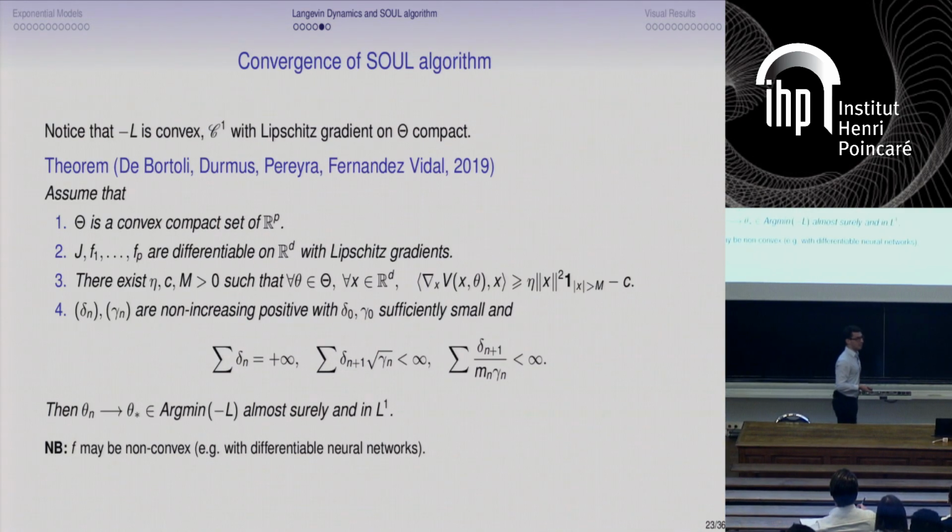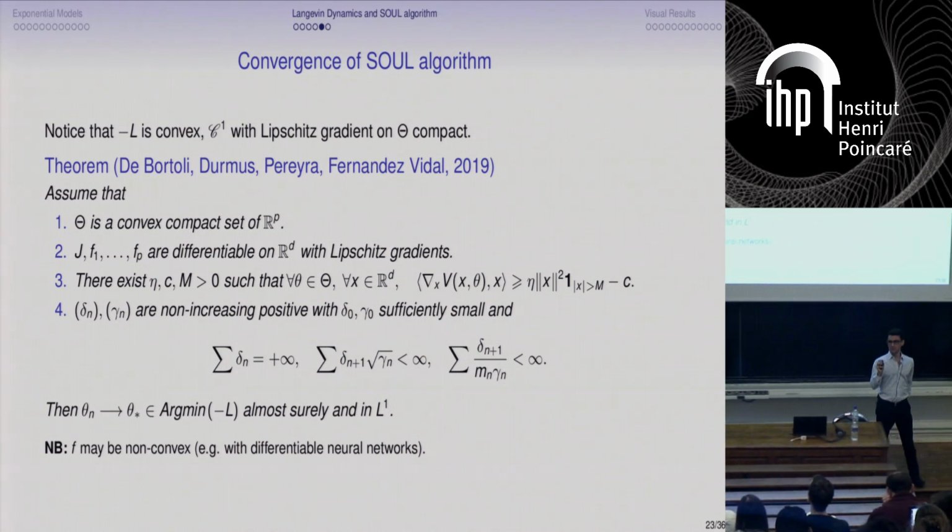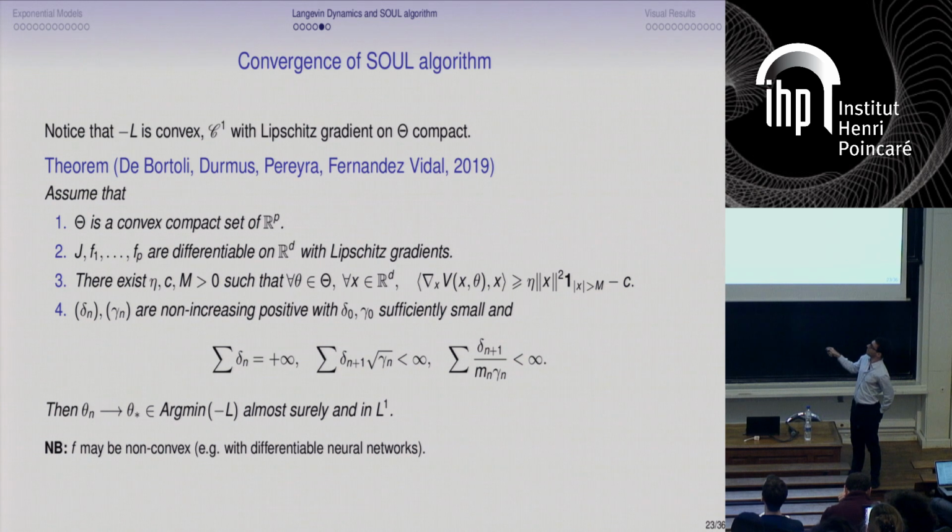Right, and here is the theorem that they were able to show. One interesting feature here is that the function that we wish to minimize is actually convex, C1, and with Lipschitz gradient on a compact of parameters theta. Okay, so here we have all these hypotheses which are reasonable to use in our framework. In particular, our regularization J and the statistics are assumed to be differentiable with Lipschitz gradient.